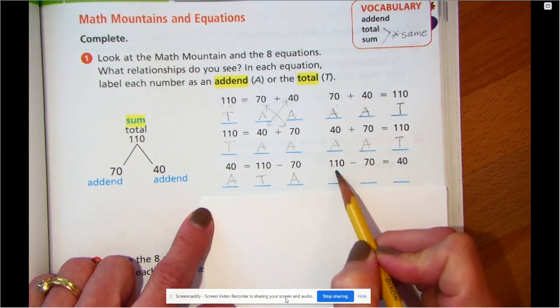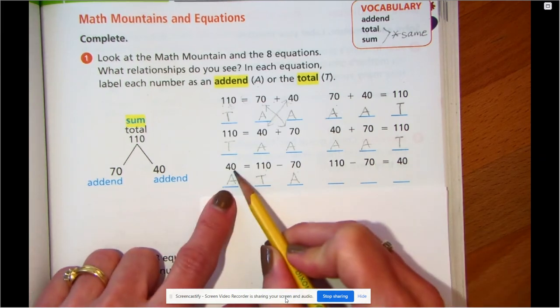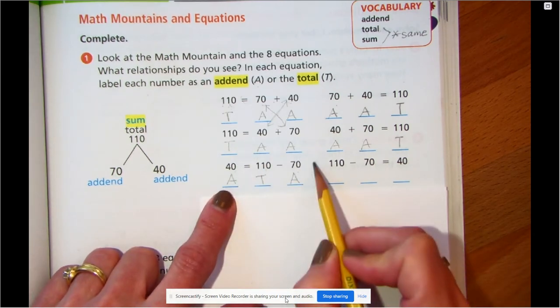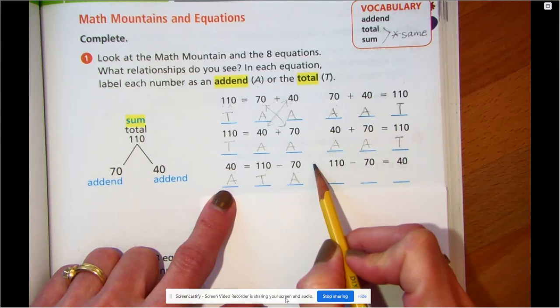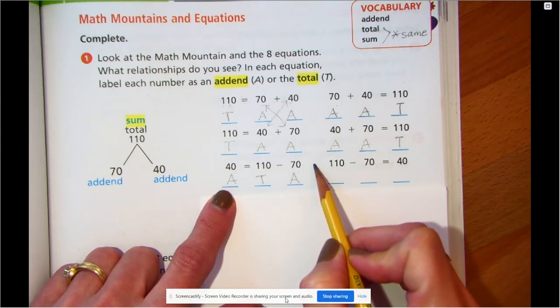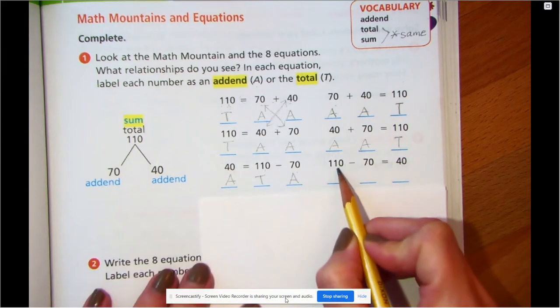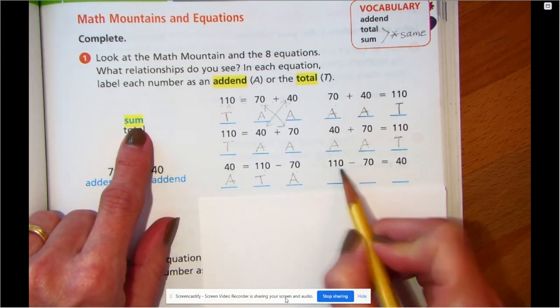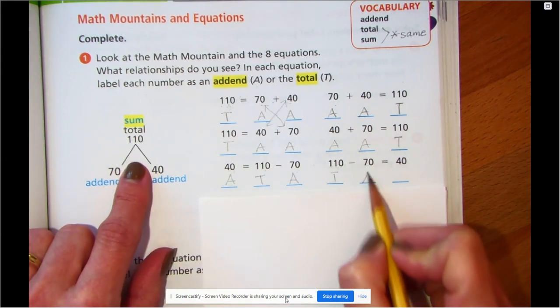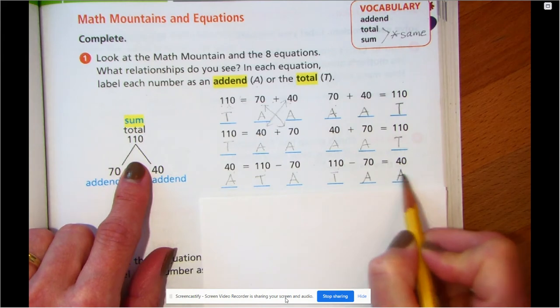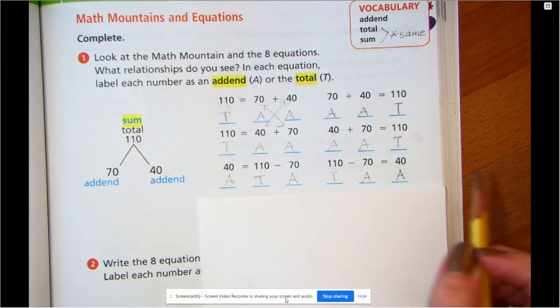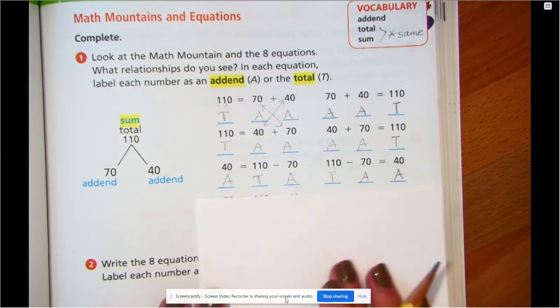Over here, they're writing it a little bit differently, right? They took what was at the beginning and they're putting it at the end of our equation now. They're just changing where that equal sign goes. So we know 110 is our total. We're taking away one addend, and we're left with the other addend. Right? We didn't change numbers, still the same family.